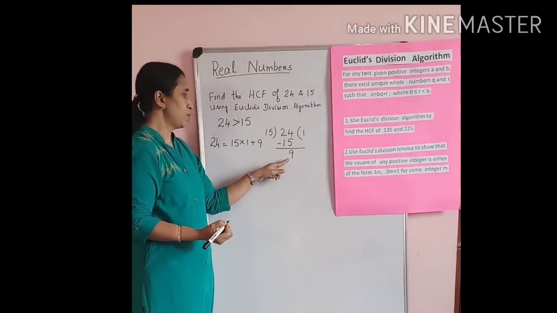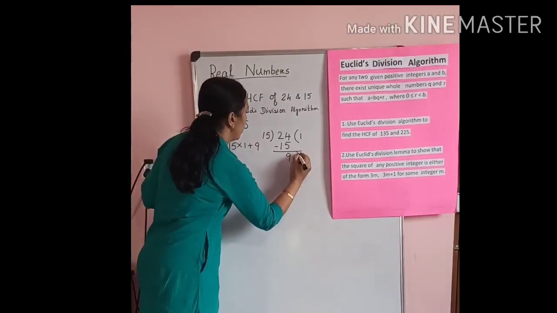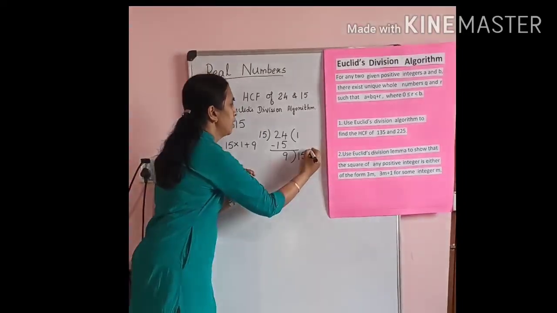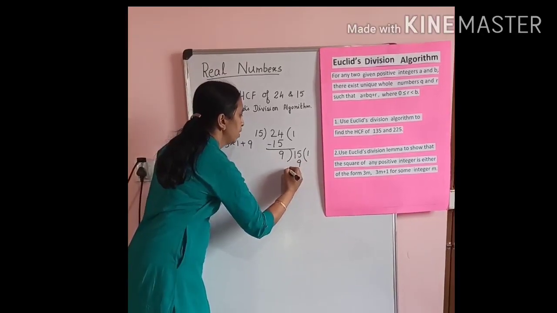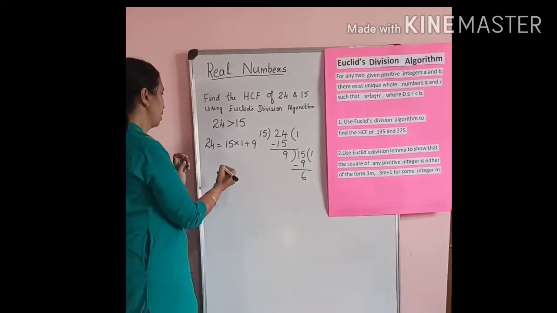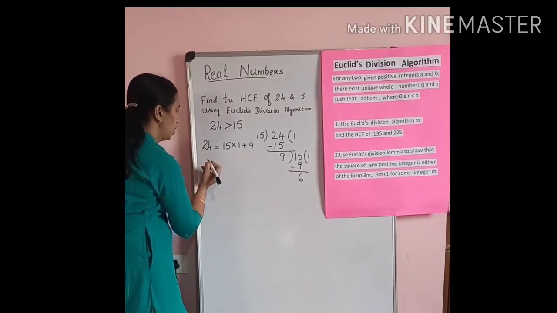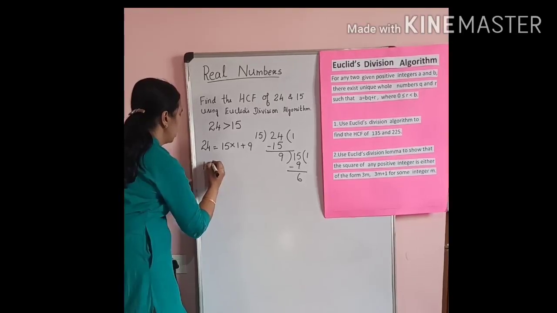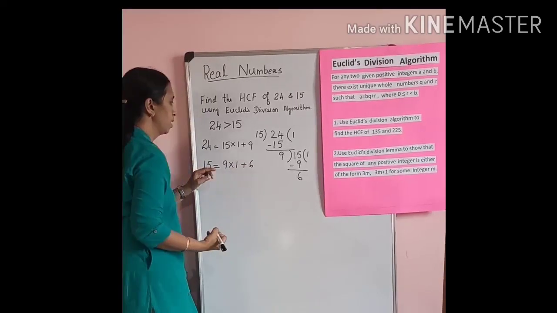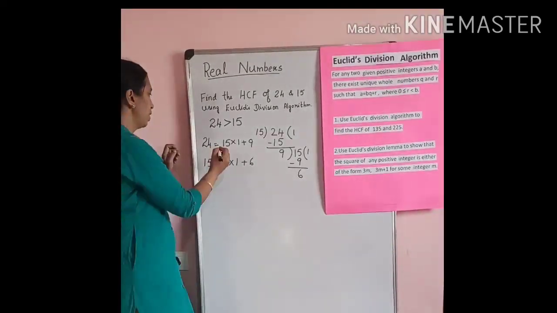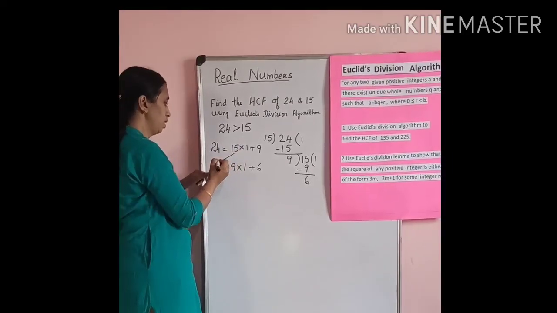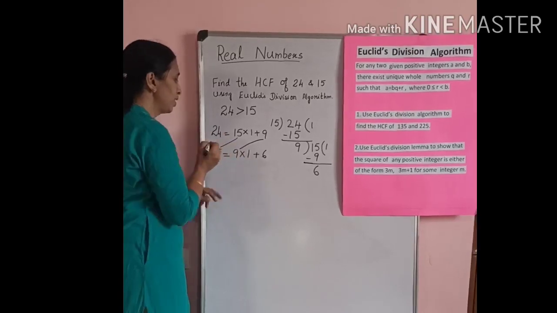Now in the second step of the algorithm, we will have 15 as dividend and 9 as the divisor. So 9 ones are 9. So we will get 6 as remainder. Now if you want to write the algorithm, 15 is equal to 9 into 1 plus 6. Now if you compare these two steps, the divisor of the first step will become the dividend of the second step.